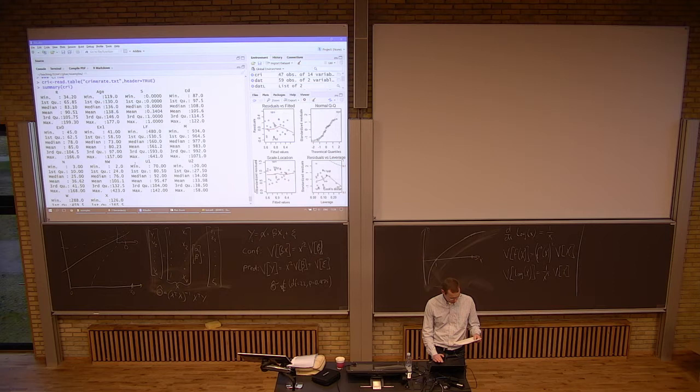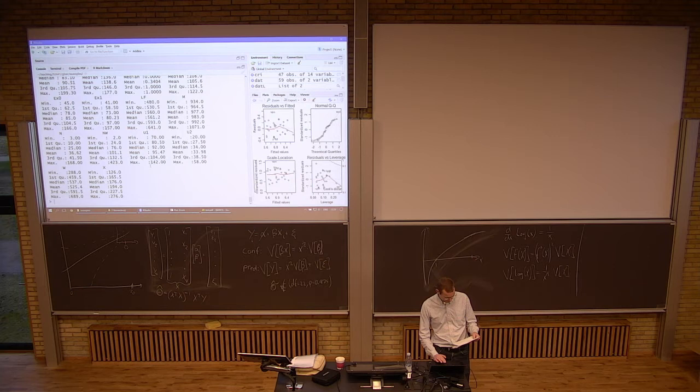U1 is unemployment rate of urban males per 1,000 for age 14 to 24. U2 is the same, but just for ages 35 to 39. And then we have the median value of transferable goods and assets or family income in tens of thousands. And last, the number of families per 1,000 earning below half of the median income. So earning less than half of the median income. How many are doing that? So that's the data.